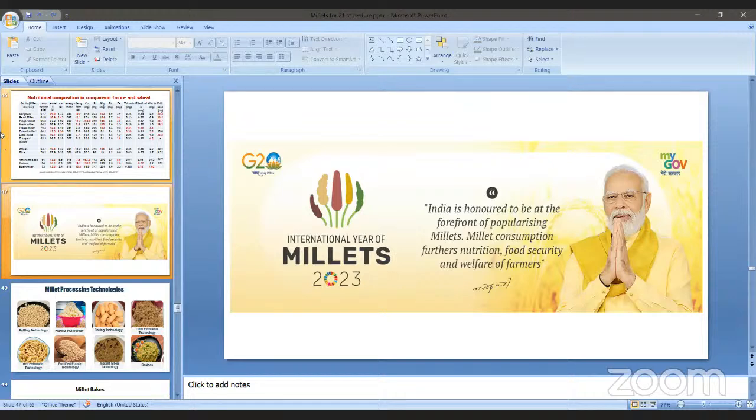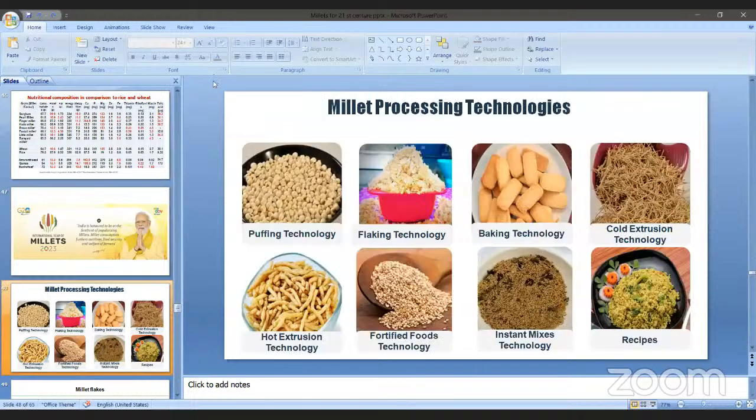India has the honor of being at the forefront of propagating millets. Millet consumption furthers nutrition, food security, and the welfare of farmers. Our Prime Minister is campaigning for millets all over the world. Millets can be introduced as a superfood, and we can move on to value-added products. Our ICAR and many KVK extension works have processing technologies.